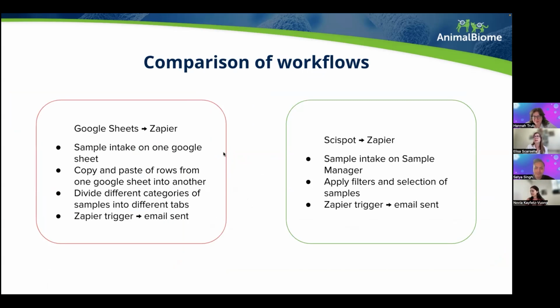Zapier through Google Sheets is time consuming and is a very long process for all of us because, as you noticed from the previous slide, we need to update multiple Google Sheets in order to get Zapier to be triggered and send the emails to our customer samples. While with Zapier through Scispot, we can easily and in a very fast way do sample intake on Sample Manager. We just need to apply filters and select the samples to which we want to send the emails and then trigger Zapier through a simple click.